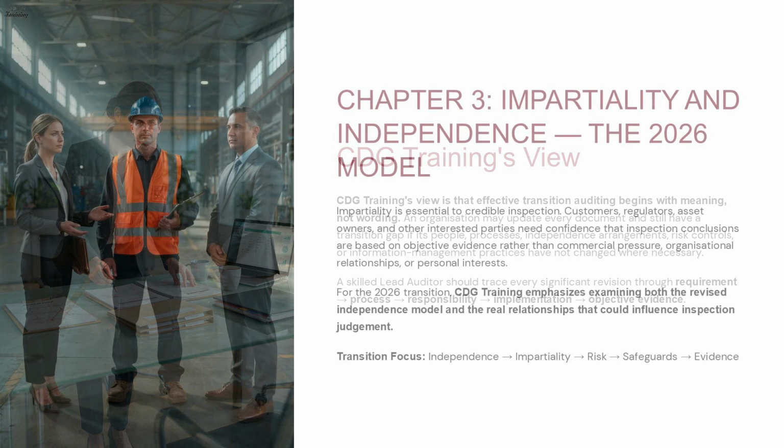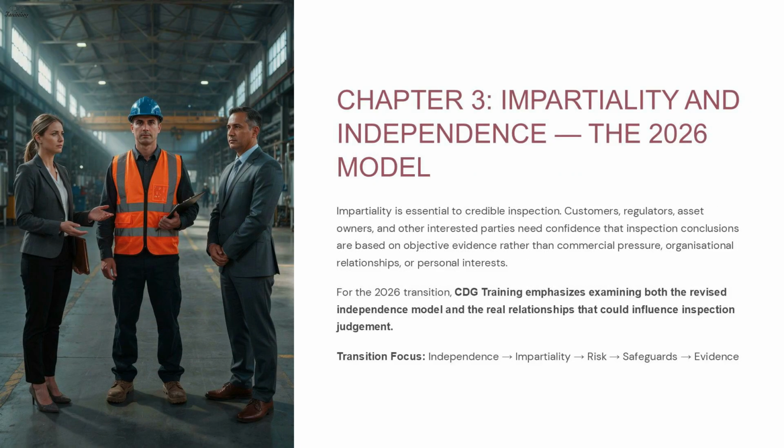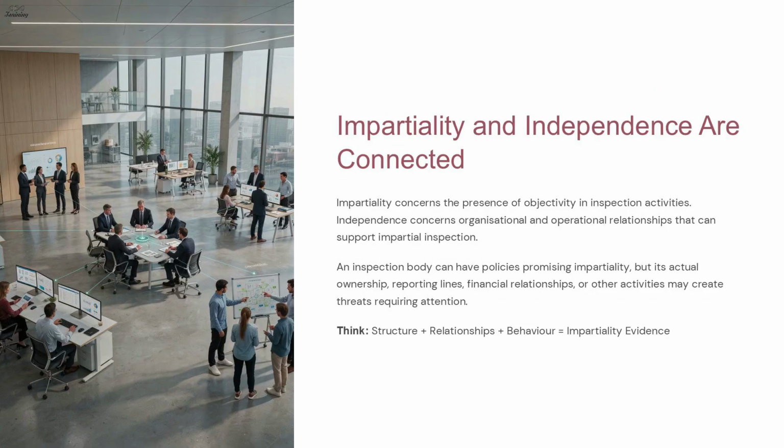Impartiality is crucial for credible inspections, ensuring decisions are based on objective evidence rather than external pressures. The 2026 model emphasizes examining both revised independence models and real relationships that could influence judgment. Impartiality and independence are interconnected, focusing on objectivity and relationships that support inspections. Policies alone aren't enough. Actual operations may create threats requiring attention.